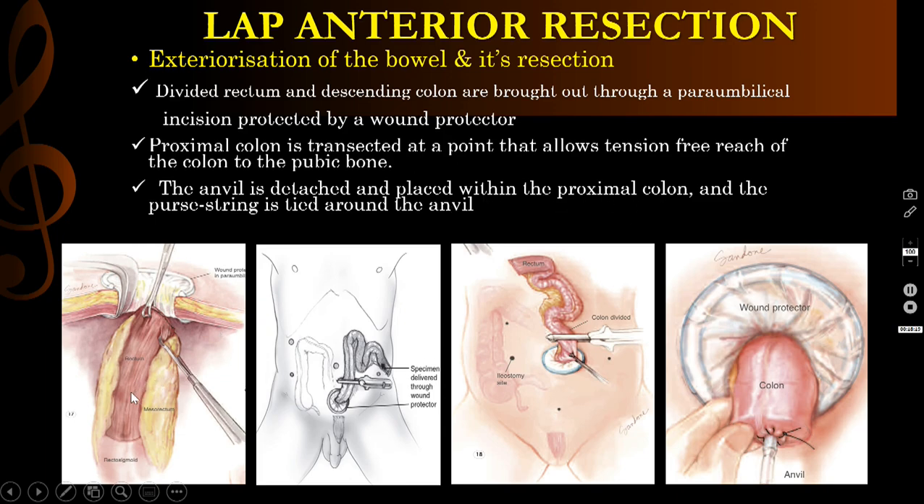Now this is what you are seeing here. You have to pull the rectum outside through this. This is the wound protector you are seeing. So you have to bring this, the rectal end along with the tumor, and you have to divide it at an appropriate place in the descending colon. You have to use a stapler and you have to divide it outside the body or extracorporeally. Now you have to put the anvil inside this colon and then you have to put a purse-string suture around it.